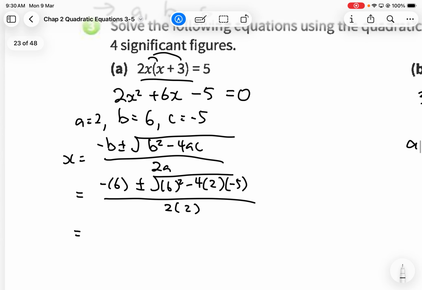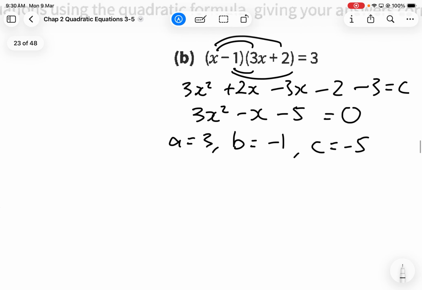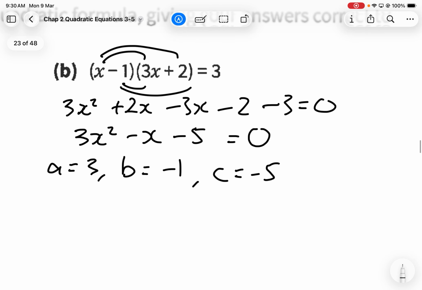Okay. I will leave the pressing of calculator to you all. So for part B also same. I want my ABC. So I must first arrange it until x squared, x, and number. So I will have to multiply the brackets out first. Haven't copy finish.